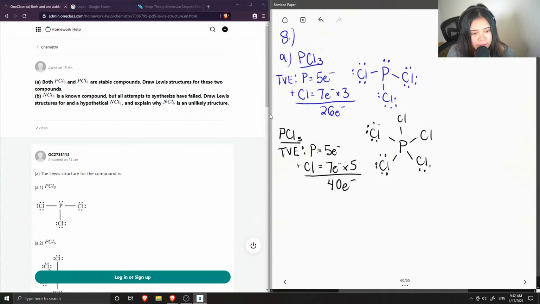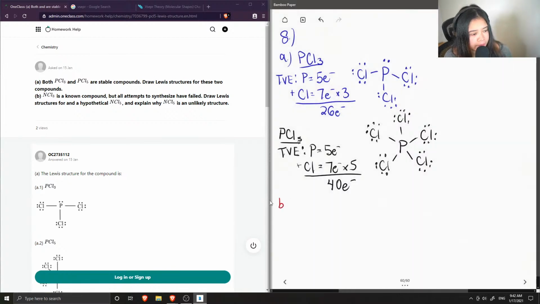So phosphorus is one of the exceptions to the octet rule in which it's able to form more than 4 bonds. And if we count out all the valence electrons I've drawn so far, we should have 40 in our structure. Yep, so 8 times 5. So that is part A of this question.